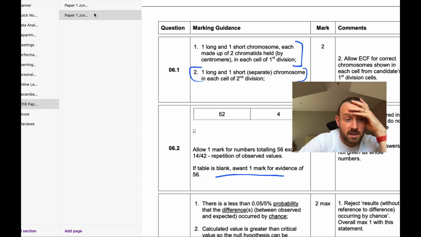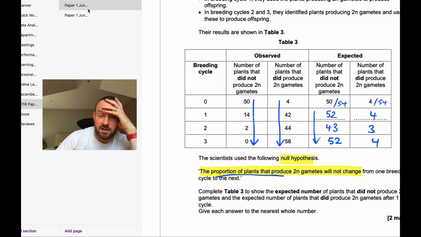$52 and 4. Did I not need to do it for all of those? Oh yeah, I just needed to do it for this top one. Oh, okay. Well, there's a bit of extra work, but yeah, that's correct. Tick.